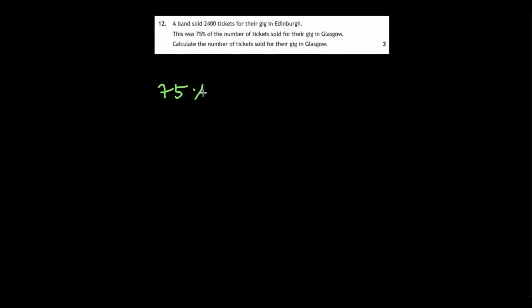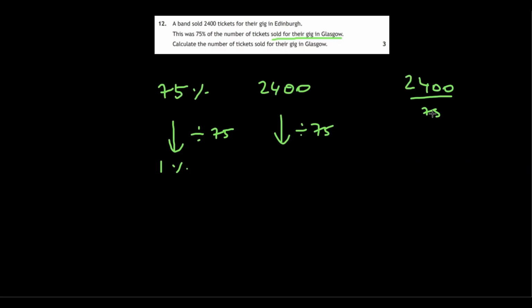So 75%, and then that would be 100%. So the original value that we're trying to find is always 100%. So 2,400 is 75%. So we just divide by 75 to get 1%. So 1% is just 2,400 over 75. So let's just do that quickly.